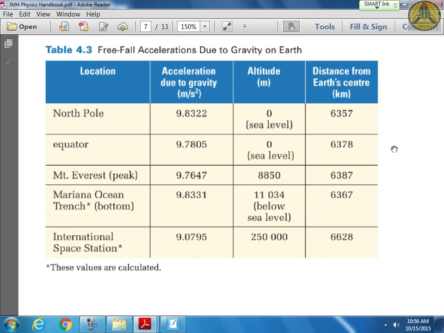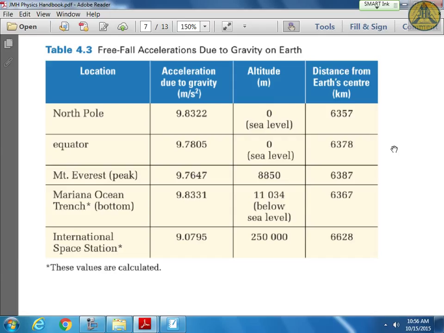And the International Space Station, because you're about 221 kilometers, I think, above the surface of the Earth, so you're 9.0795. And again, also calculated. It wasn't measured there. All right. So we'll be using these values in our example problems. If you want to jot it down, you can, or you can just write down the math. Up to you.